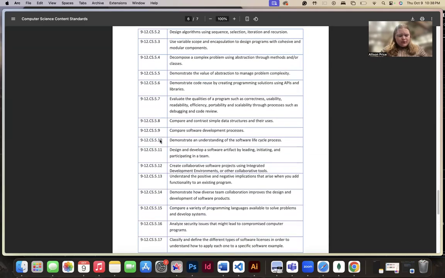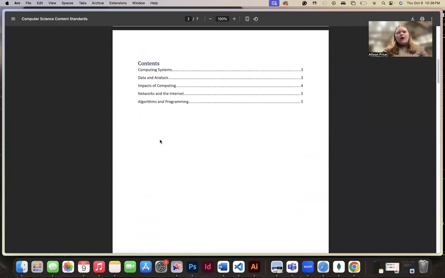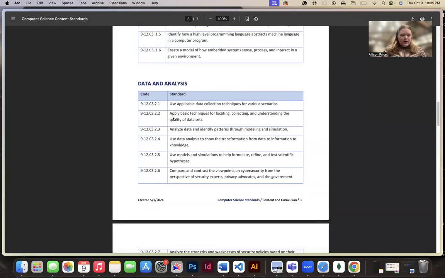All of these things are very important for students to know and understand while they're learning the basics of computer science. So the main categories that are used in this, they're broken down into five, as you can see right here: computing systems, data and analysis, impact of computing, networks and the internet, algorithms, and programming. And for the one I picked to talk about, I chose standard 2.2, and it states applying basic techniques for locating and collecting and understanding the quality of data sets.